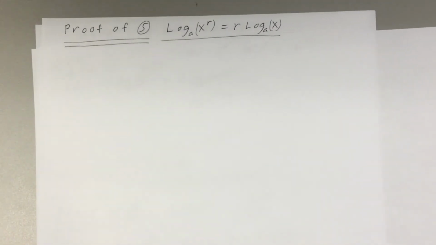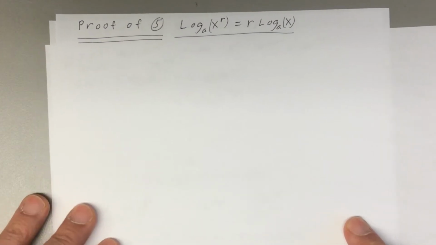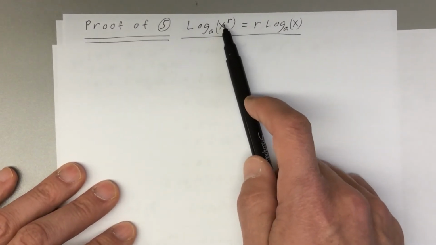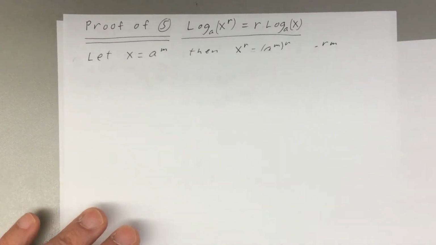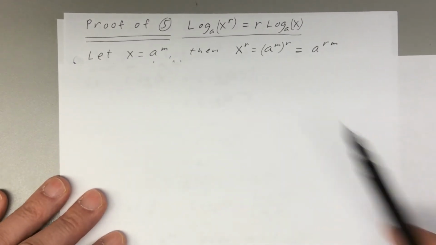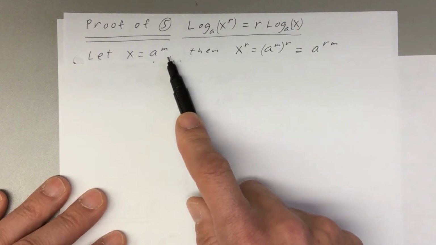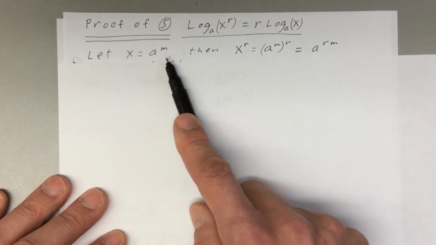All right, the next one is going to be the power one. So we've got the power law. What we're doing here is we're going to drop this power down in front, and we get this. We've got to prove this. We're going to do the same thing, very similar. Let x equals a to the m. We don't need to go much further than that one. We don't need a y in this one.